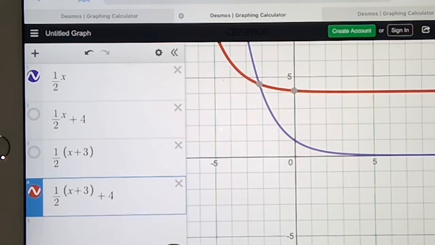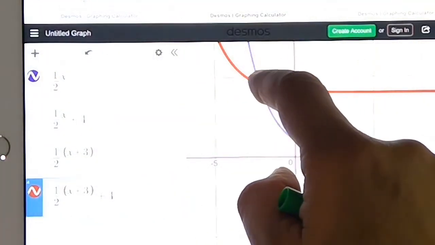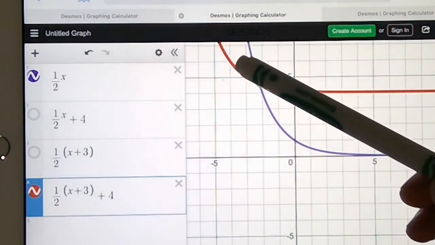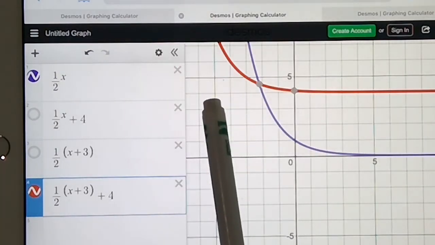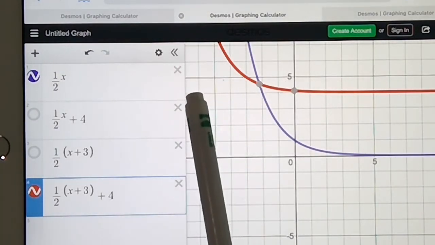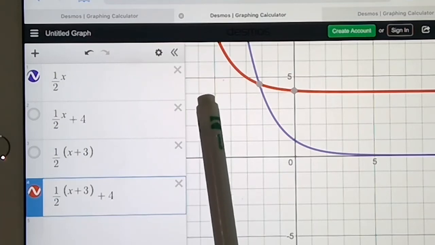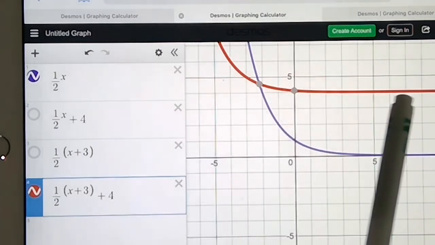All right. Okay, so you want to graph this red line. Again, your asymptote is at y equals 4. Domain would be all real numbers. Your range would be y greater than 4.